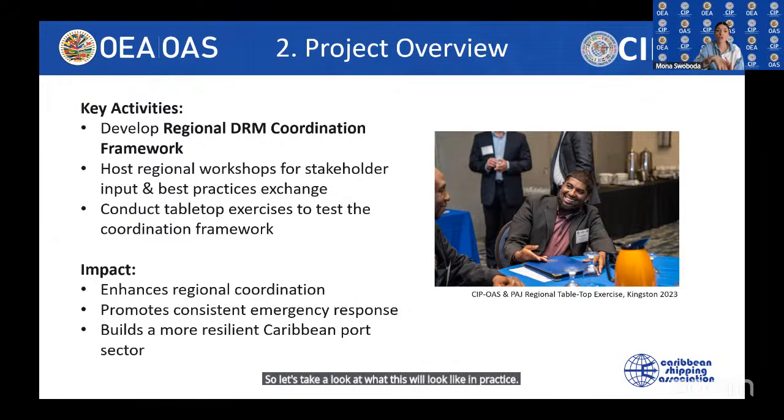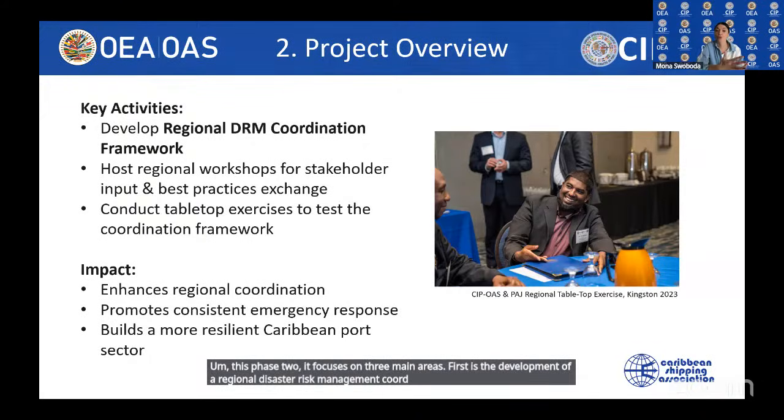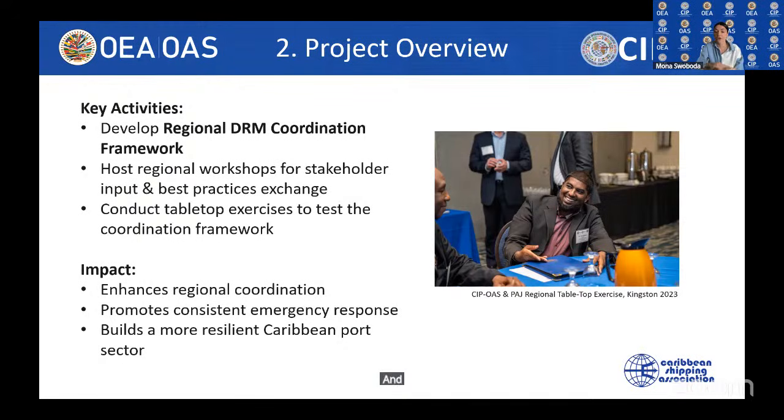This phase 2 focuses on 3 main areas. First is the development of a regional disaster risk management coordination framework. We spoke earlier about the importance of coordination in the disaster risk management cycle. And this framework will be tailored to the realities of Caribbean ports.